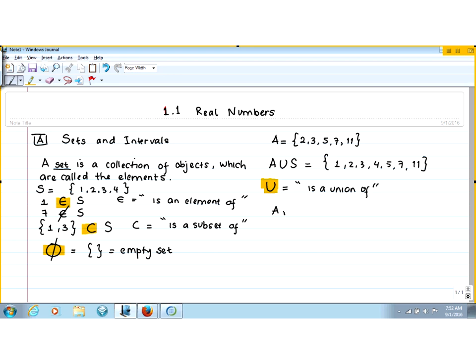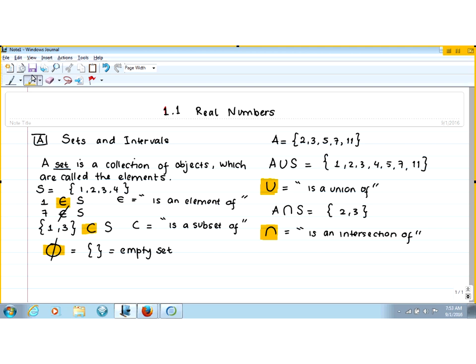Now, what about A intersection S? So this symbol is "an intersection of". All right. So what is the intersection of A and S? 2, 3, and what is it? 2, 3, and 11? 2 and 3. That's it. Yes. All right. Okay. All right. So it's an intersection of A and S.